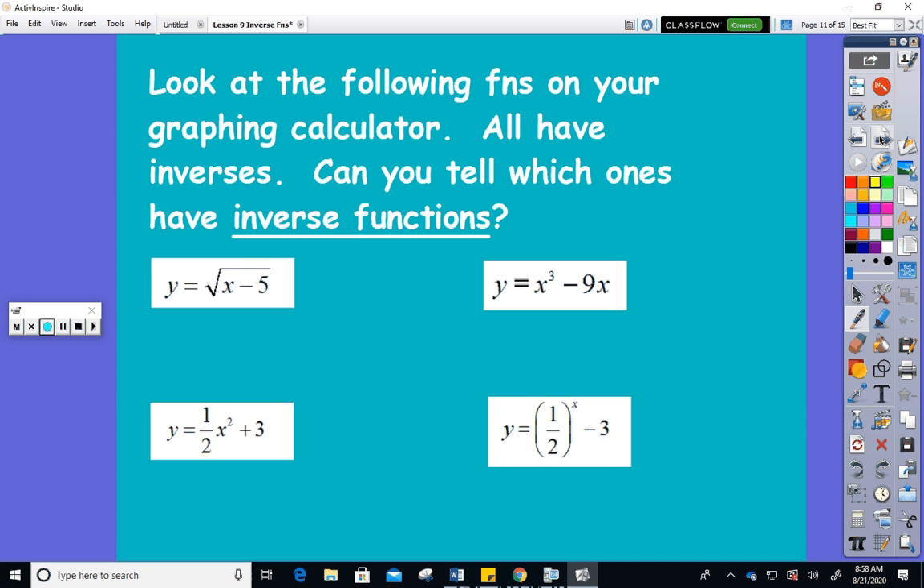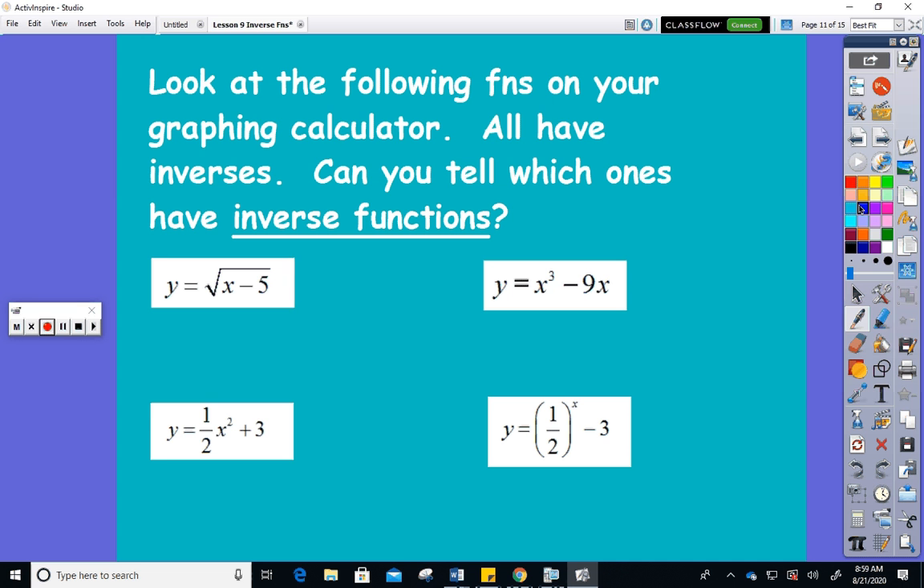So let's use these graphs that I have right now, and let's use them for two purposes. Number one, to let us know when we have inverse functions. And number two, the other thing, is just to review graphing. Review your transformations. Review things we've already learned.